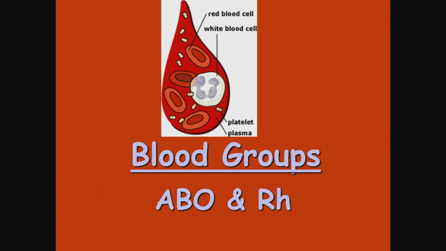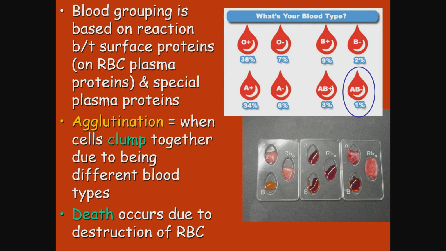So what blood type are you? Let's learn about the ABO and RH blood grouping. Blood grouping is based on reactions between surface proteins, so that's what's sitting on top of the red blood cell, and the special plasma proteins that are floating around in your plasma.